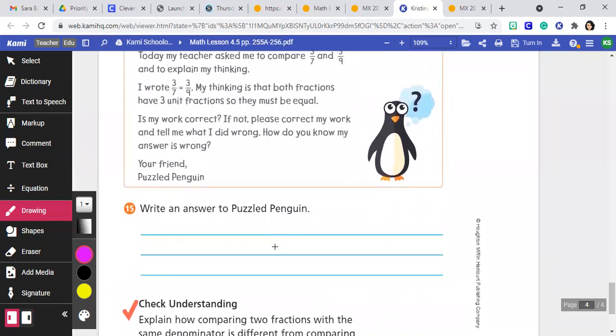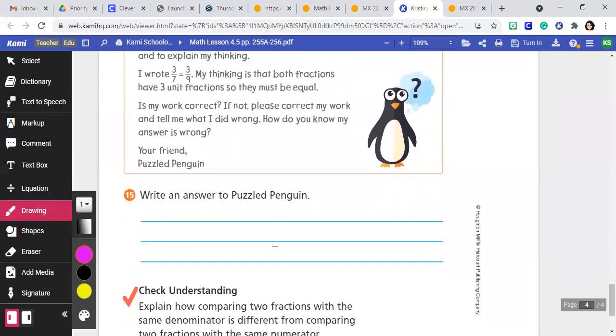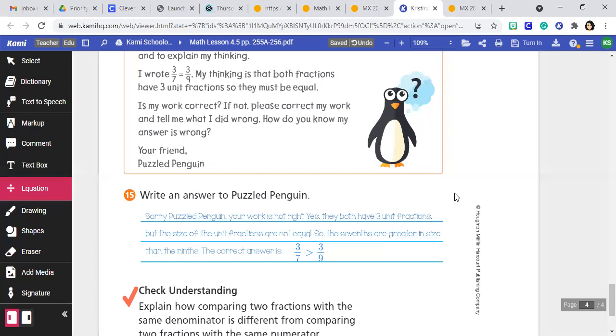Well, for number 15, we are going to respond to Puzzled Penguin. Pause the video now and come back once you've written him an answer, telling him what it was that he did wrong. If your answer to Puzzled Penguin gives the same information as my answer here, you're on the right track. Here's what I wrote.